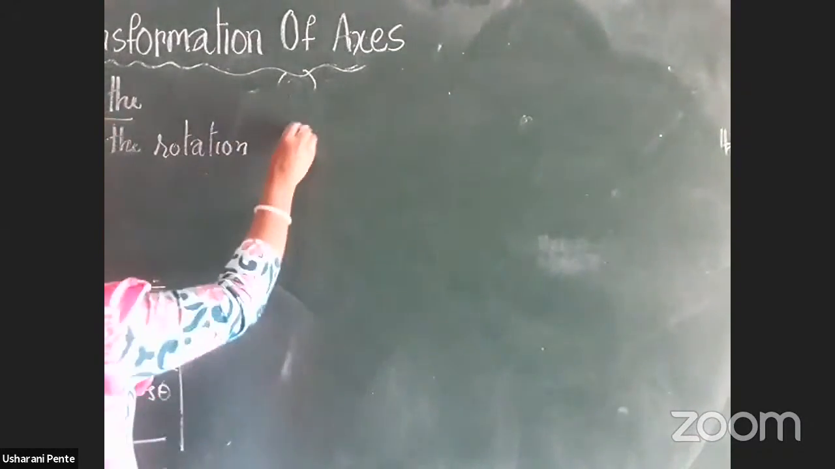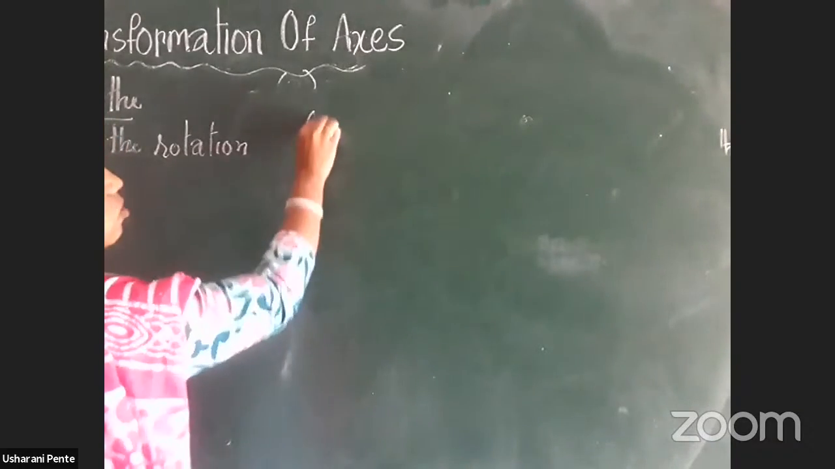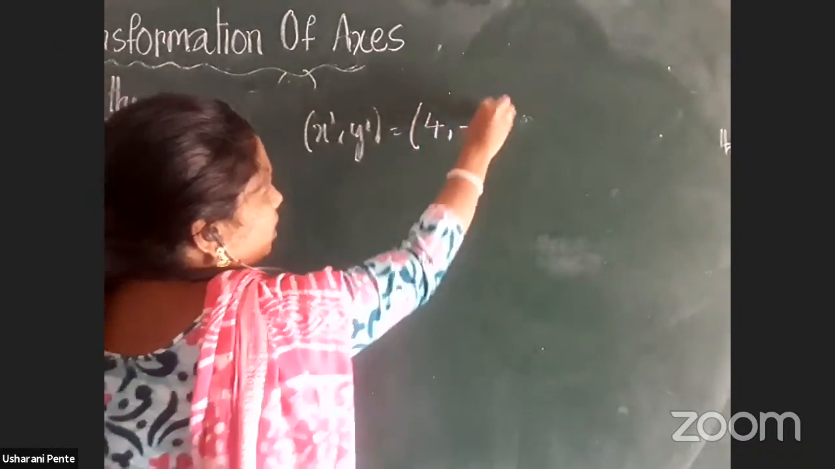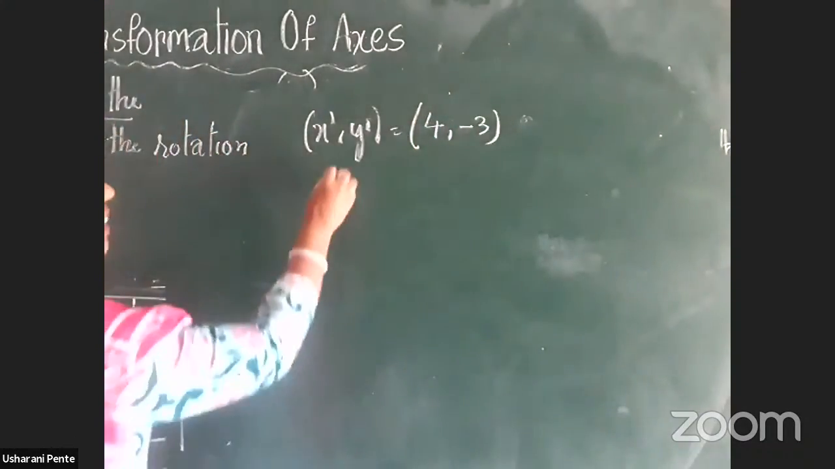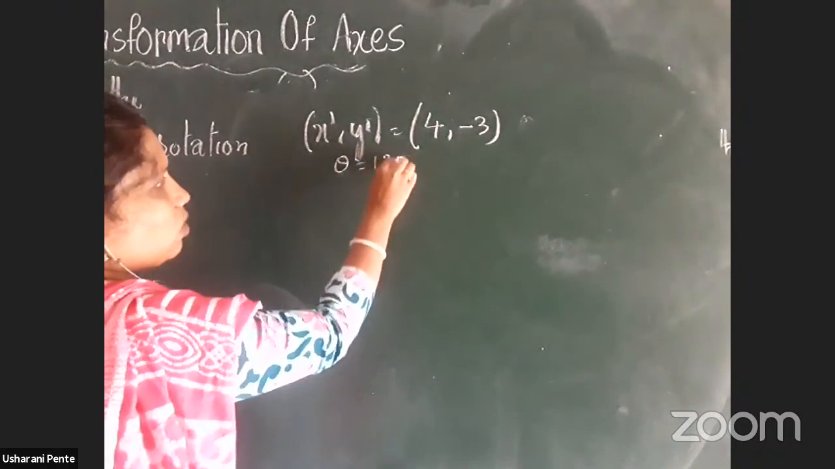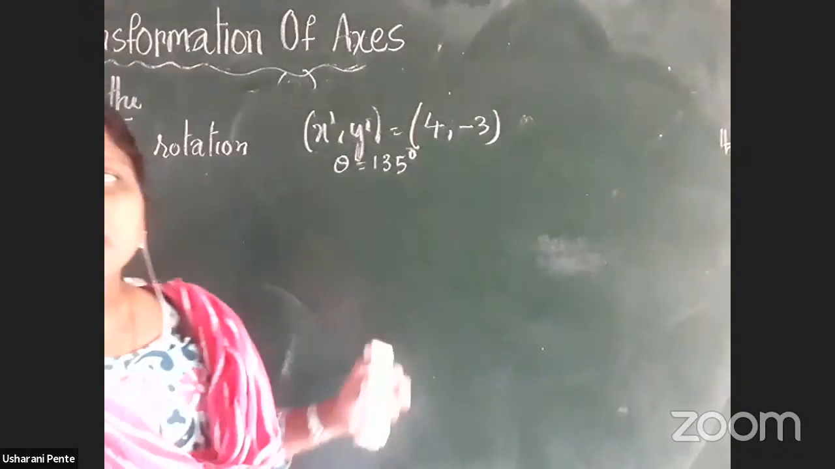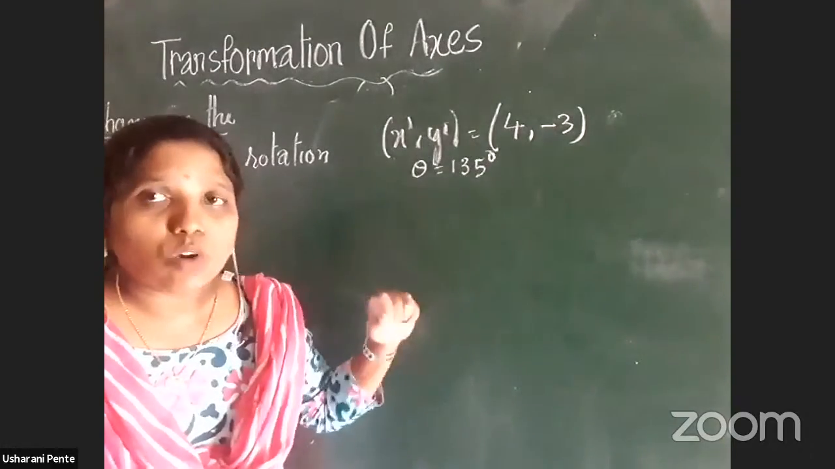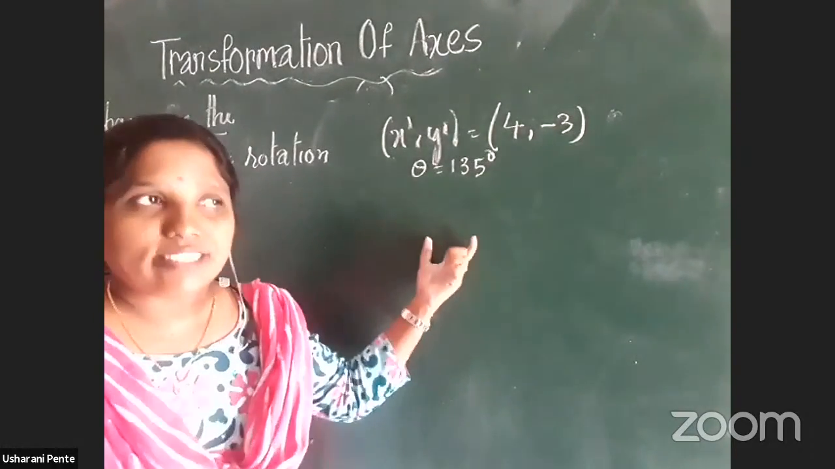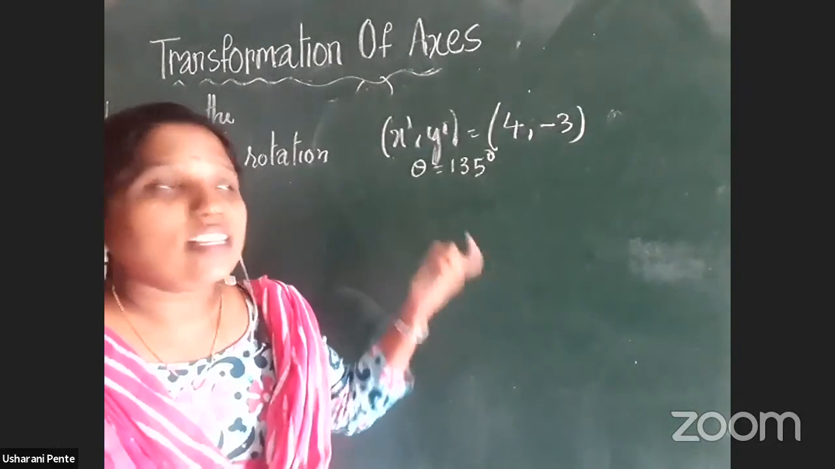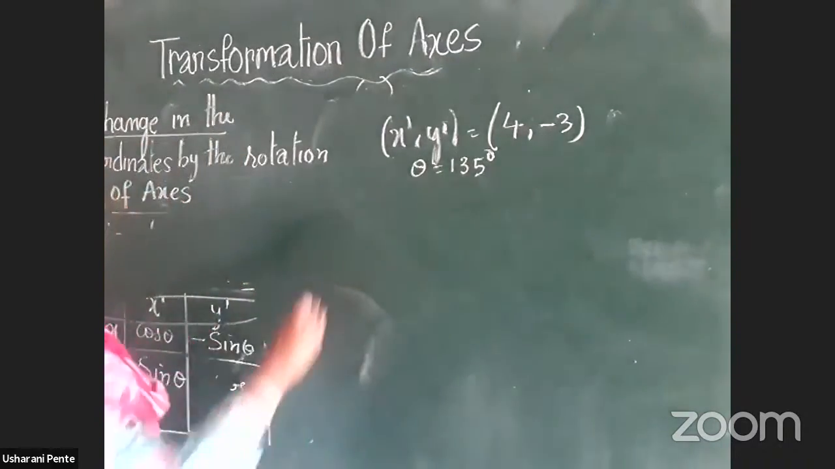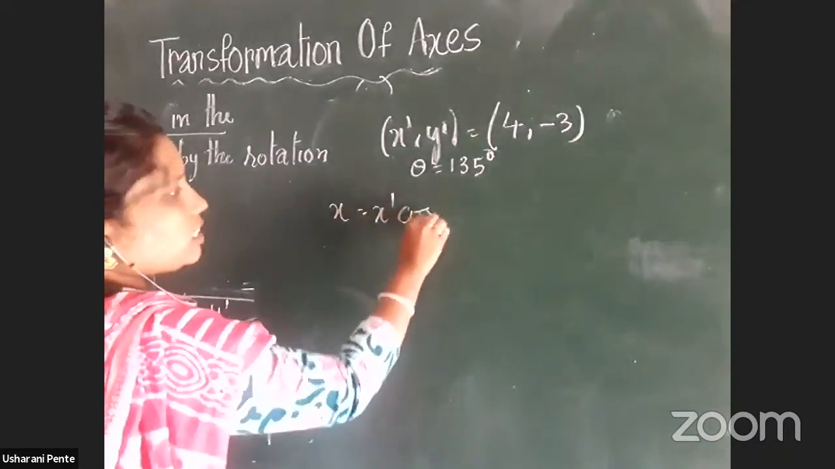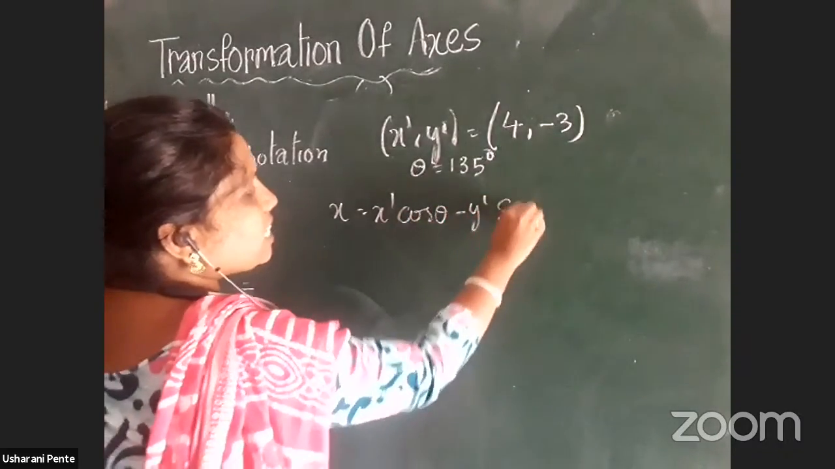Suppose the coordinates in the new system are given as (4, -3), and the angle is theta equal to 135 degrees. Now we need to find the coordinates of the original system. How to find this? We already know x is equal to x dash cos theta minus y dash sin theta.